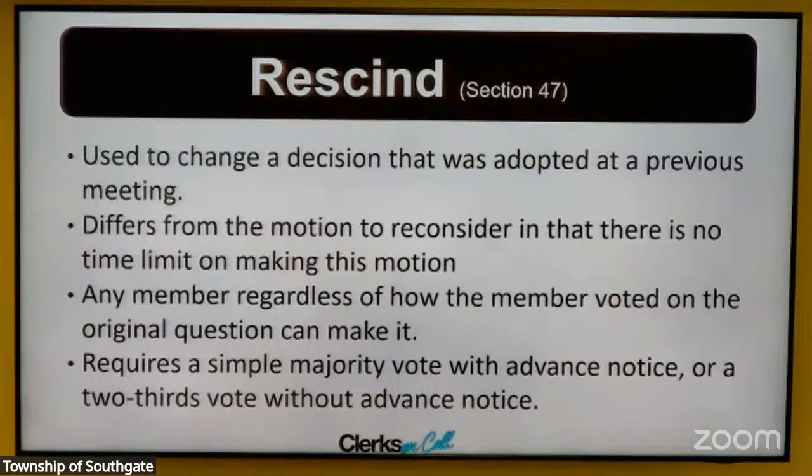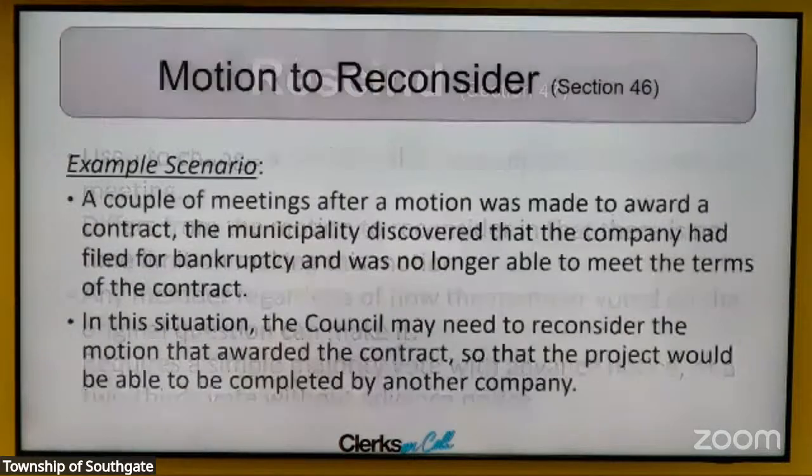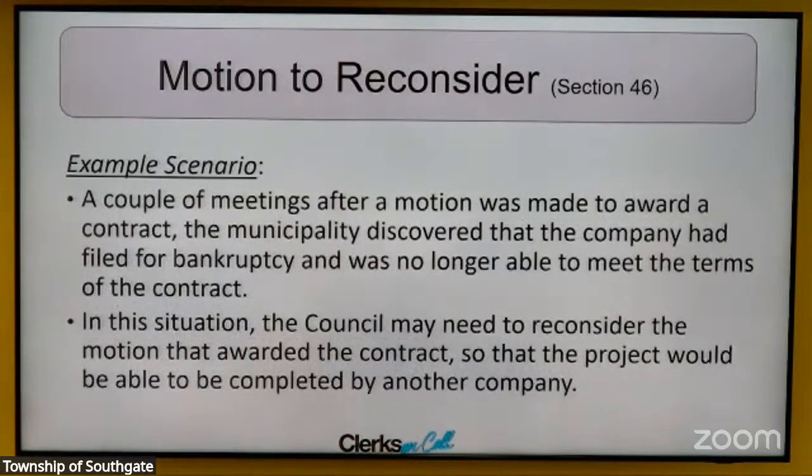Question, Barb? Because rescind is different from reconsider. So just two questions. In our current procedural bylaw, the motion of reconsideration is distinguished from notice to revisit. And a notice to reconsider is specified as having to come forward in the same meeting in which the decision is made. I like this clarification.